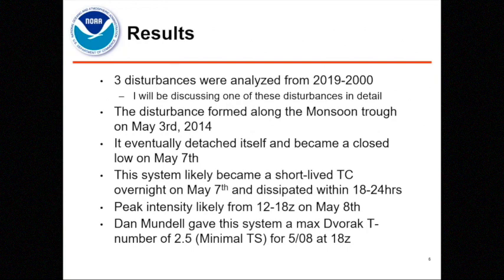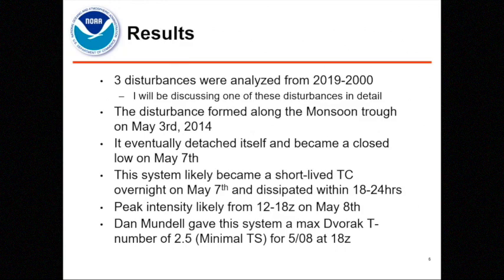And my results: we did find 3 disturbances, and only one of those ended up being a potential tropical cyclone. The disturbance that I will be discussing today is the one that was potentially a tropical cyclone, and it formed along the monsoon trough on May 3rd, 2014. It eventually detached itself after a few days and became a closed low on May 7th. This system was likely a short-lived tropical cyclone, and it developed on May 7th and dissipated within 18 to 24 hours.